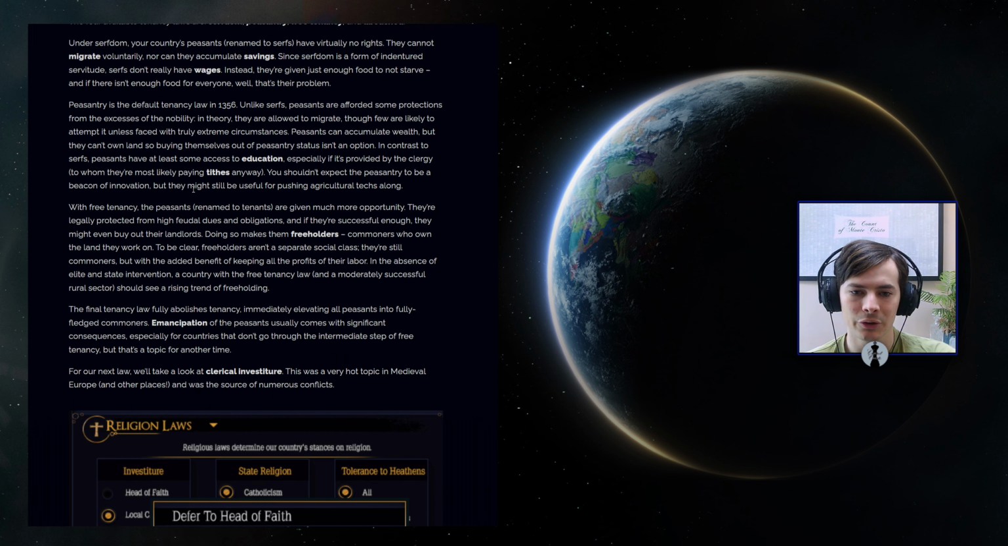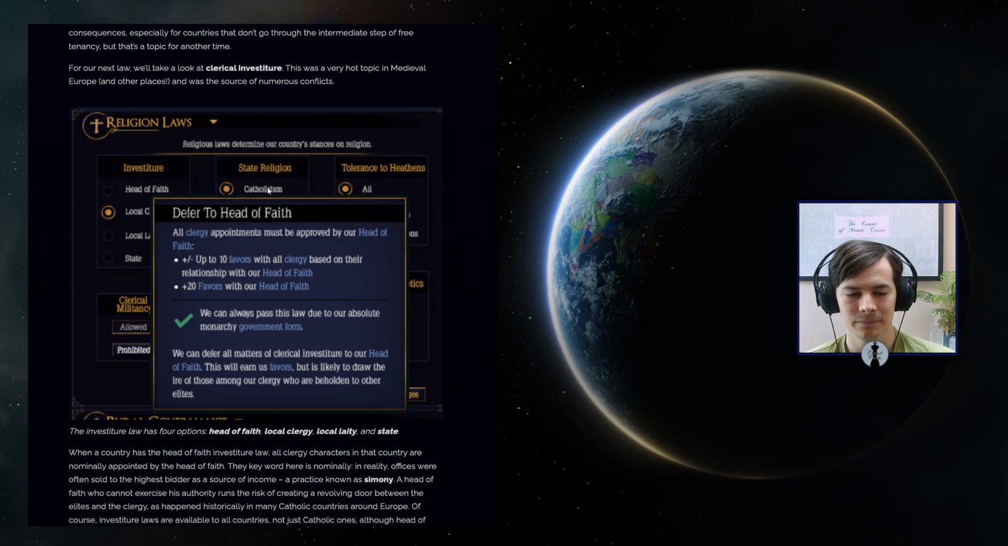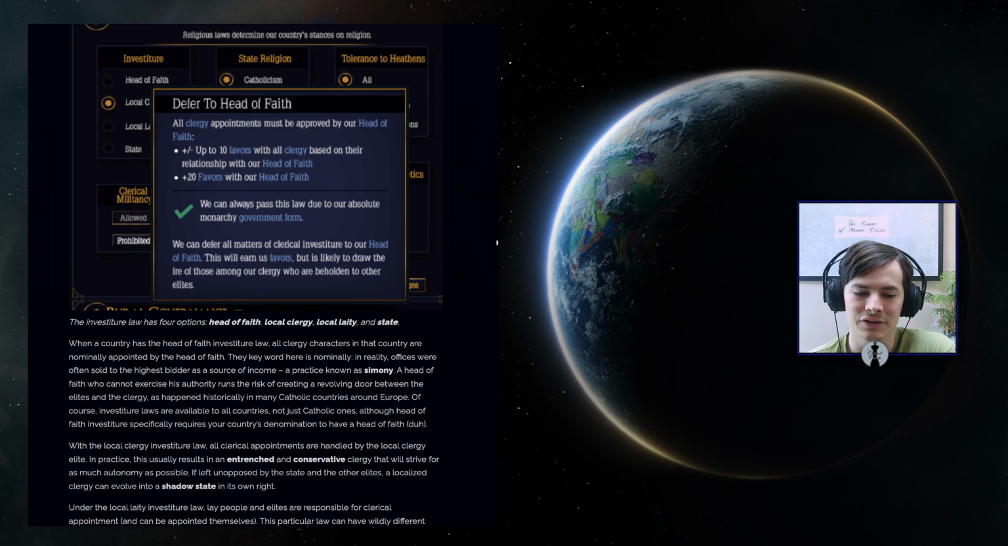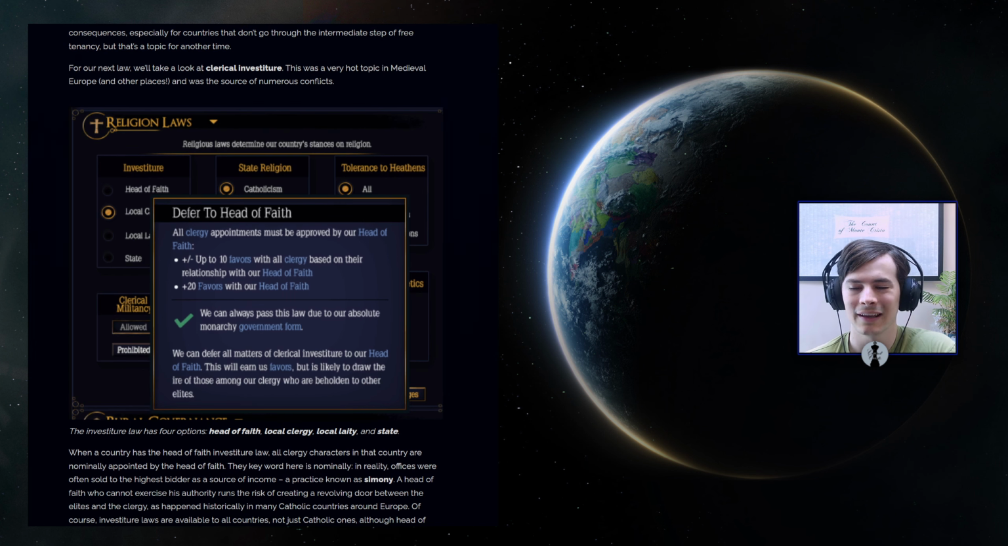So yeah, we're not going to look at the specifics of what these laws mean, but this one is interesting. On religion laws, there is an investiture law, and you can either have head of faith, local clergy, local laity, or state. This is more choices than we've previously got in lots of Paradox games, where it was just do you have investiture or not in CK2. This is that fleshed out more. It's really interesting. The head of the faith can be the one appointing clergy, or you can have the state.